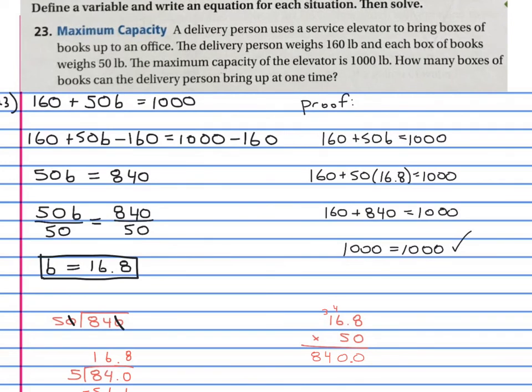So this is not the final answer, of course, because what they're really asking us, and let's read what it says, how many boxes of books can the delivery person bring up at any one time? And if the very, very maximum that they could bring up to hit 1,000 pounds exactly, which is what we calculated, is 16.8, then we have to decide if they can only bring a whole number of boxes, either 16 or 17.